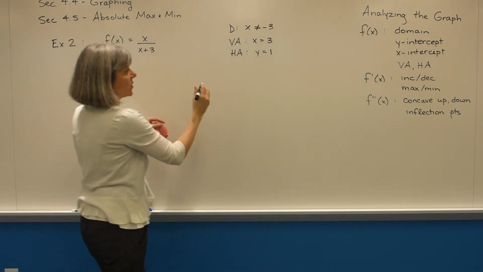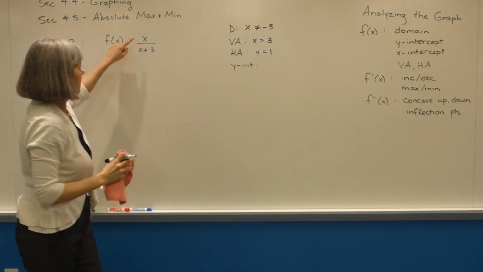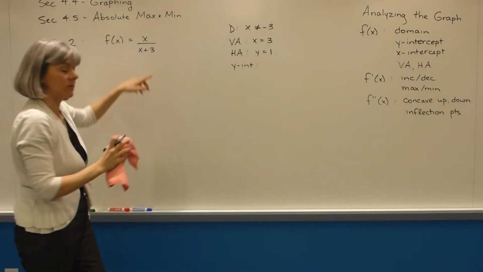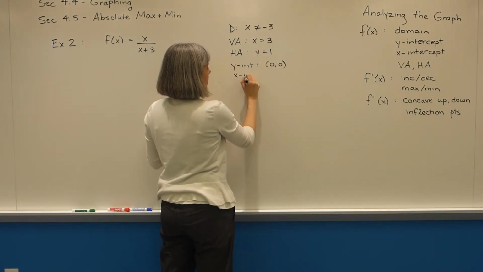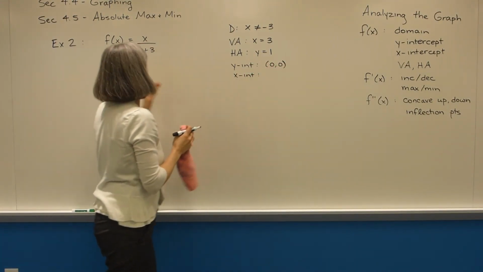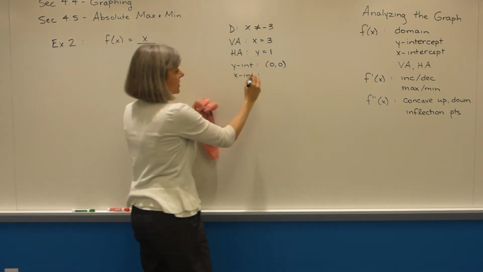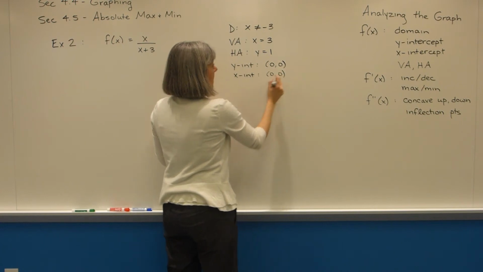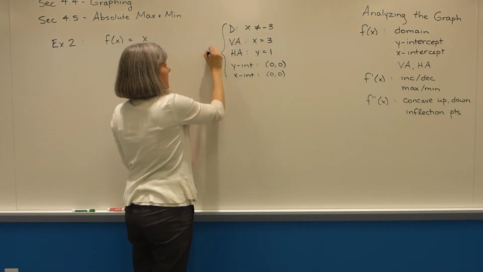All right, what else can we get? Oh, intercept. So y-intercept, plug in x equals 0, 0 divided by 3. So 0, 0. X-intercept, well, that would be where this is equal to 0. It's the same point. So this is the only point. Okay, so that's a lot of information that we can get just simply from f of x.